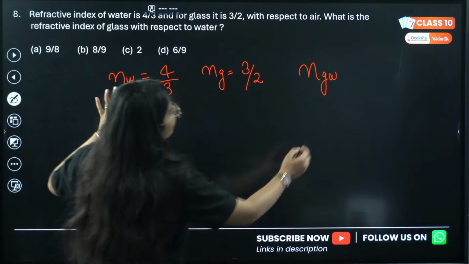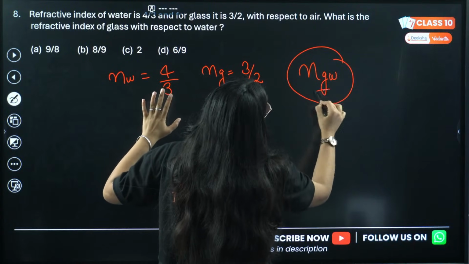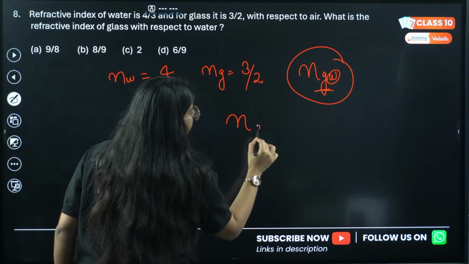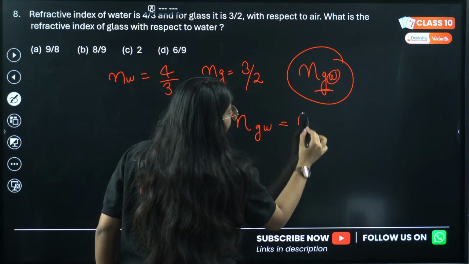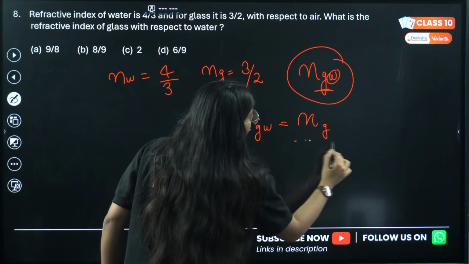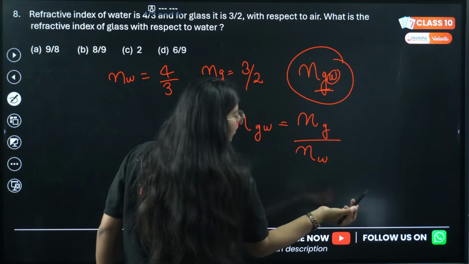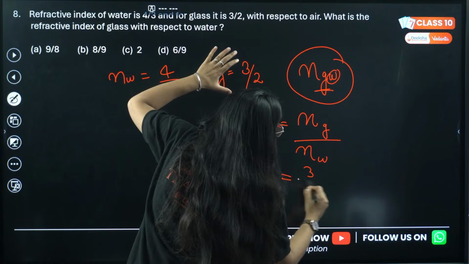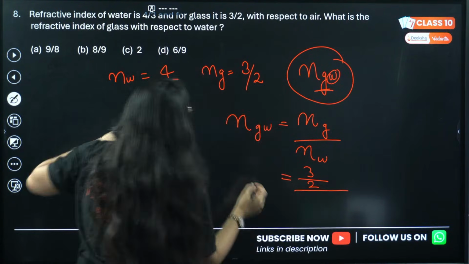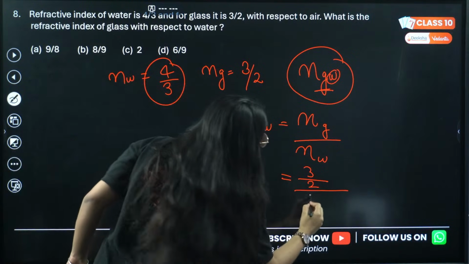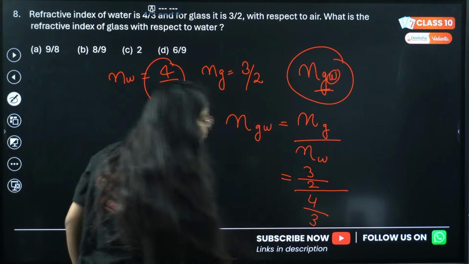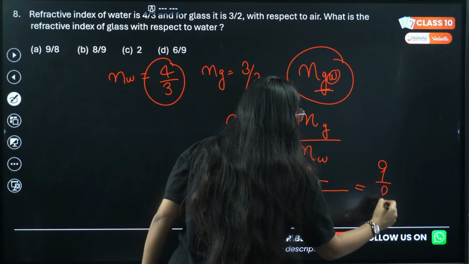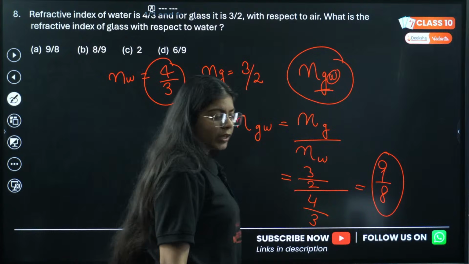Okay, let's do the question. We need to find the refractive index of glass with respect to water. So the formula for this will simply be the refractive index of glass divided by the refractive index of water. Correct? The refractive index of glass is 3 divided by 2. The refractive index of water is 4 divided by 3. Correct? If I just solve it, it will be 9 by 8. Won't it be?